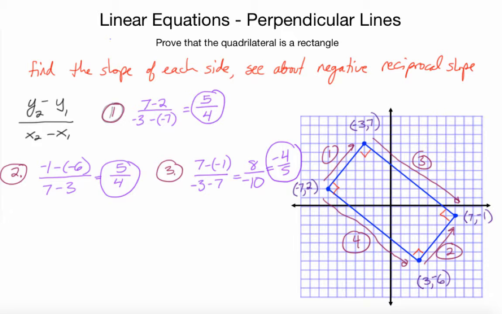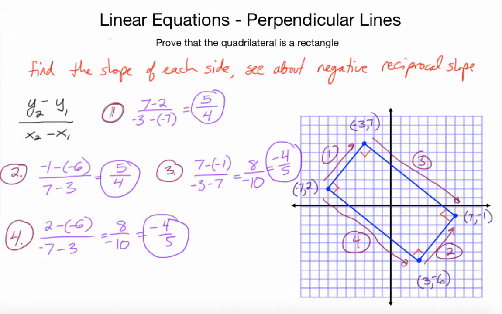All right, let's find one more line. Line number 4. So this last side of the rectangle, I'm going to subtract my y values. So 2 minus -6, divided by -7 minus 3. So 2 minus -6 turns into 2 plus 6, that's 8. -7 minus 3 is -10, so that one also reduces down. 8 over -10 reduces down to 4 over 5, and it's negative.